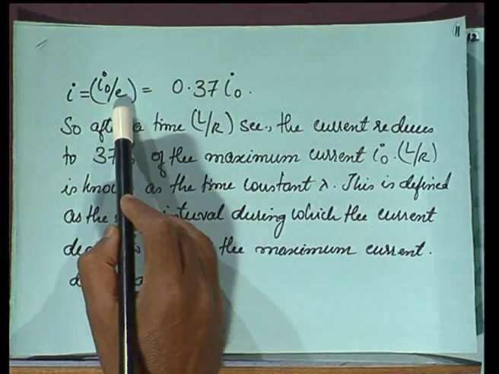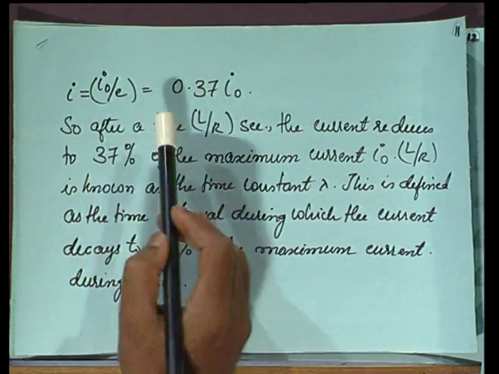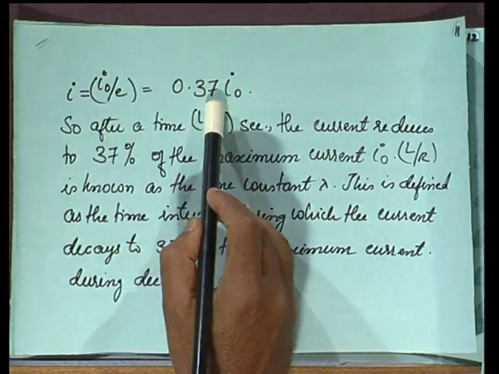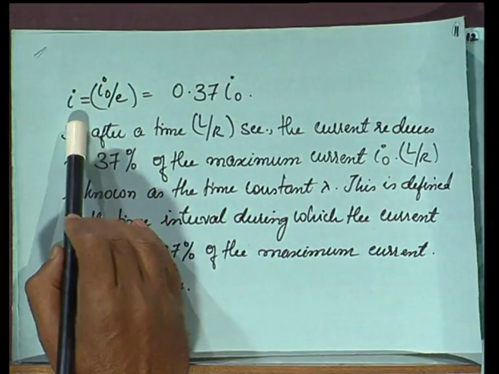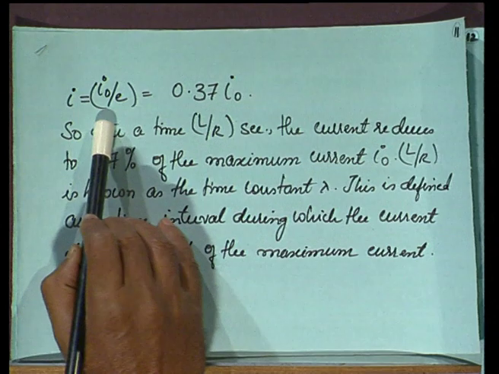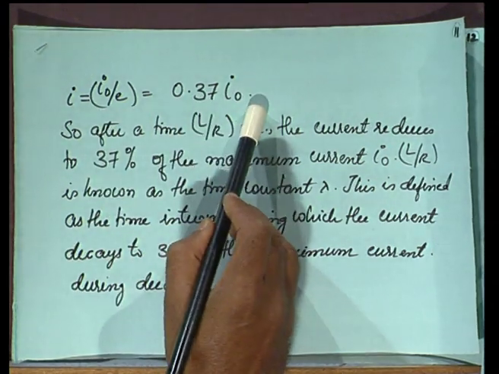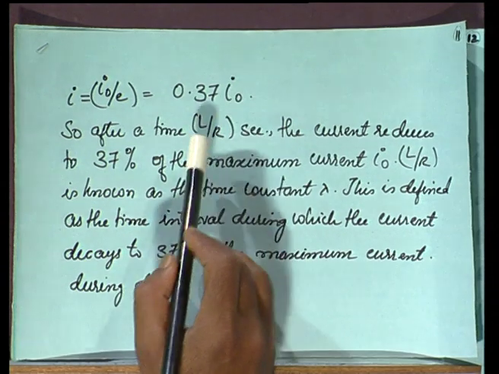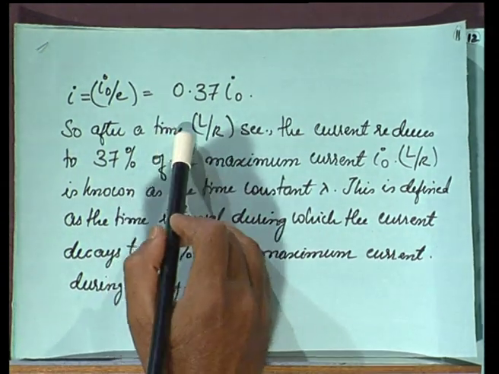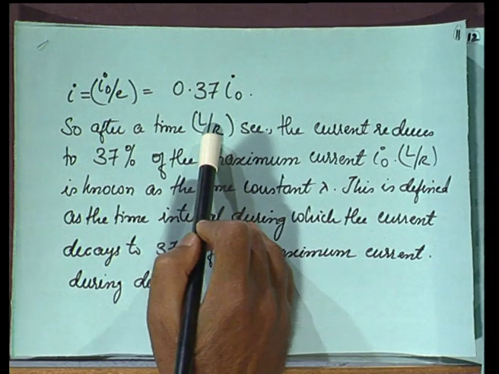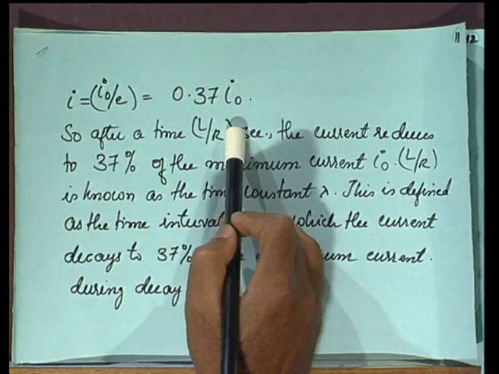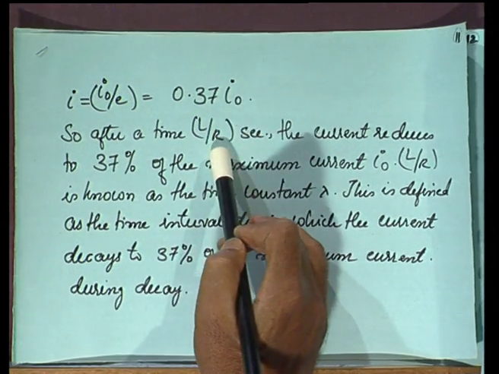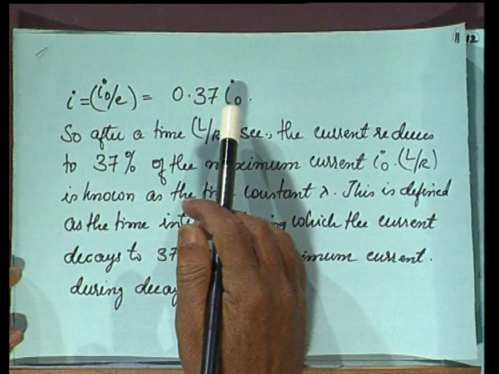The value of e is 2.718, so 1 divided by 2.718 gives 0.37, which means the current at that time in the LR circuit is 0.37 times the original current. Therefore, the time constant of the circuit can be defined as the time taken for the growth or decay of the current when the time value becomes equal to L by R. This is known as the time constant of the LR circuit.